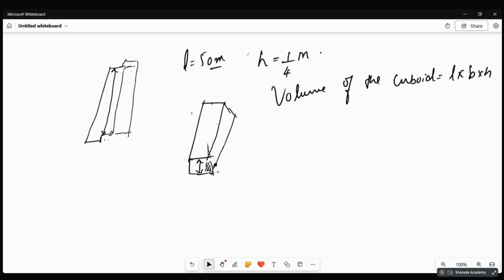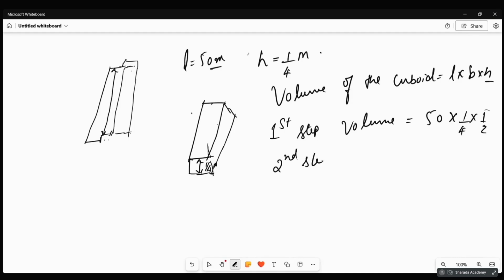Okay. So for the first step, what is the volume you will get? Volume is equal to 50 into height, which is 1 by 4, and the breadth, if you take, it is 1 by 2. For the second step, it will be 50 into, that rise is the same, 1 by 4. Total this much, for the second step, it will be 1 by 2 plus 1 by 2, it is 1 meter.